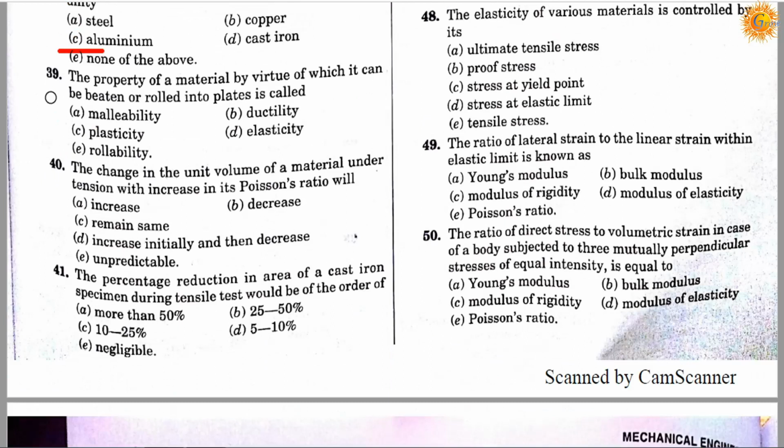Question number 39. The property of a material by virtue of which it can be beaten or rolled into plates is called: option A, malleability; option B, ductility; option C, plasticity; option D, elasticity; option E, rollability. Correct answer is A. It's called malleability.